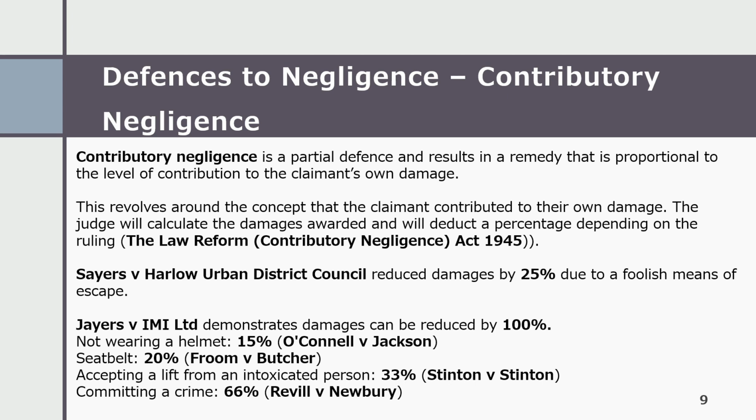Jayes v. IMI Limited demonstrates damages can be reduced by 100%. Not wearing a helmet can reduce damages by 15%, that's O'Connell v. Jackson, and seatbelt 20% in Froom v. Butcher. Accepting a lift from an intoxicated person is seen to reduce damages awarded by 33%, that's Stinton v. Stinton. Committing a crime, 66% seen in Revill v. Newbery.